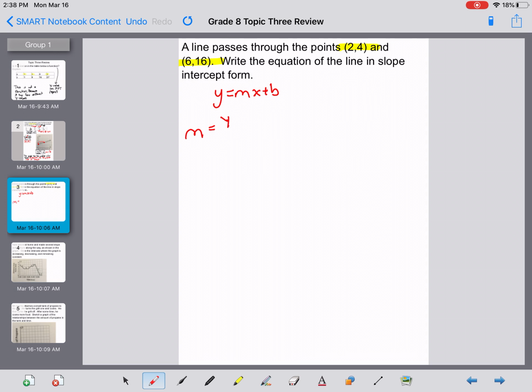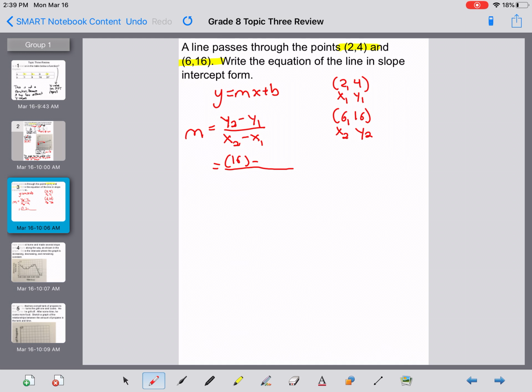My slope formula is y2 minus y1 over x2 minus x1. I'm going to label my points as x1 and y1. So my 2 is x1, my 4 is y1. My 6 is x2, 16 is y2. If you reverse them, that would be okay, as long as it stays x1 and y1 together, and x2 and y2 together. And I'm always going to use parentheses to substitute into my slope equation.